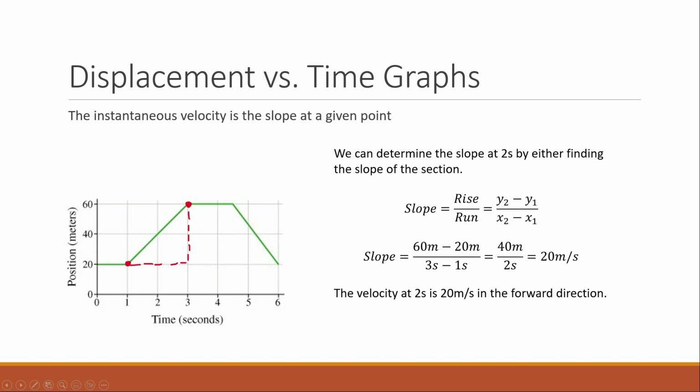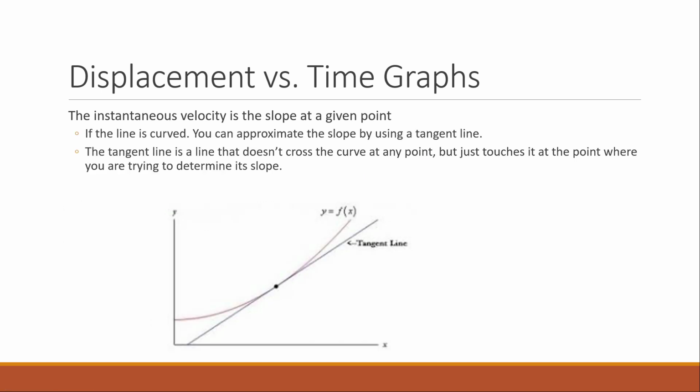Now, that's very nice when you have a nice direct line, but sometimes you can find the instantaneous velocity of curved slopes. If the line is curved, like we see with this red function here, then you can approximate the slope by using something called a tangent line. A tangent line is a line that you draw to just touch the curve, but not to actually cross it at any point. It just touches the point where you're trying to determine the slope. That is the line that we call the tangent line. We're not going to be doing those in class, but it's good to know just in case.